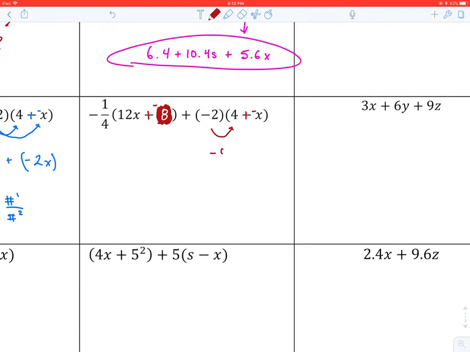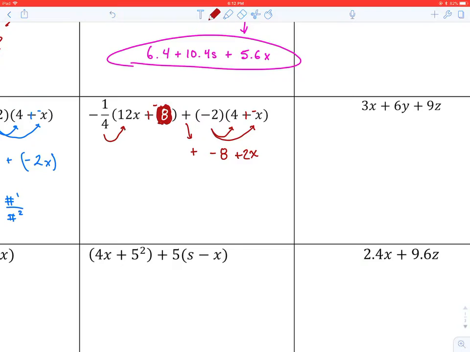We'll start with the easy part. Negative 2 times 4 is negative 8. Negative 2 times negative x. Those negatives cancel each other out, and this becomes a positive 2x. And then now we'll go ahead and just drop down this plus sign.